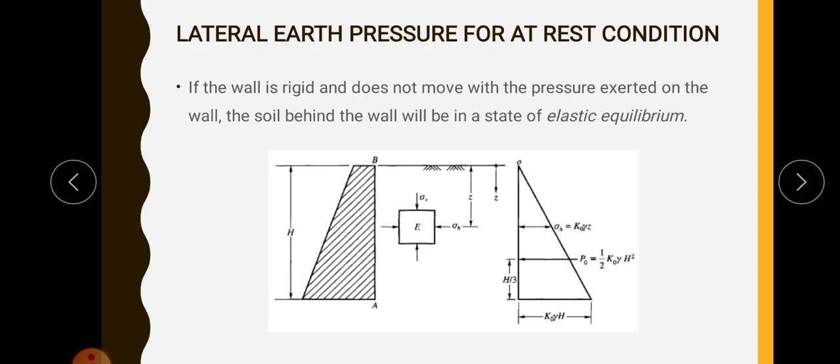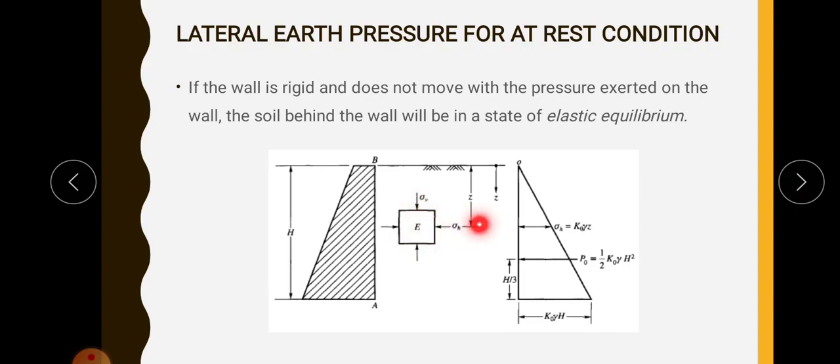Here the wall is rigid and does not move with the pressure exerted on the wall, and the soil behind the wall will be in a state of elastic equilibrium. There is no movement of backfill soil. So that is the at rest condition. There is a retaining wall and there is backfill soil. It is in stable, equilibrium condition. There is no movement, and we can take a soil element indicated by E, and this soil element will be under the vertical stress sigma V and horizontal stress sigma H.